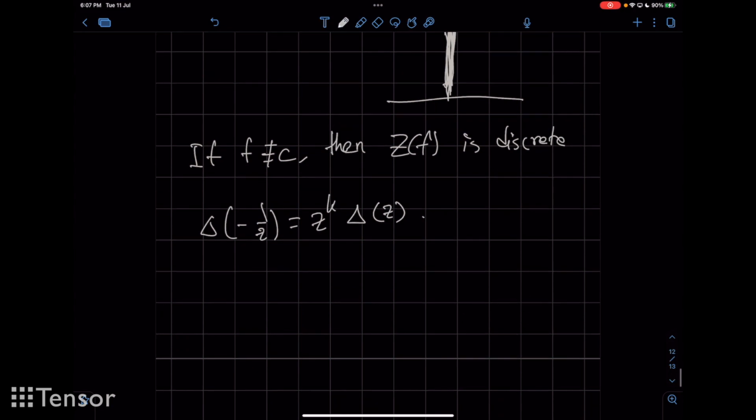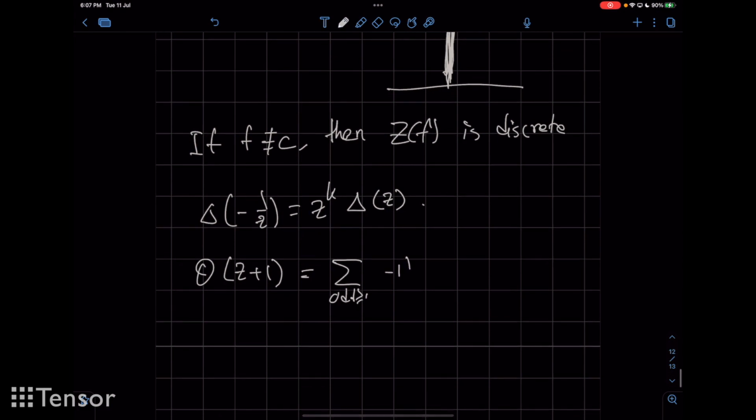So let's say theta of z plus 1. What is theta of z plus 1? It's the sum over positive odd numbers of (-1)^((n-1)/2) n e^(i pi n^2 (z+1)/4), which is e^(i pi n^2 z/4) times e^(i pi n^2/4).